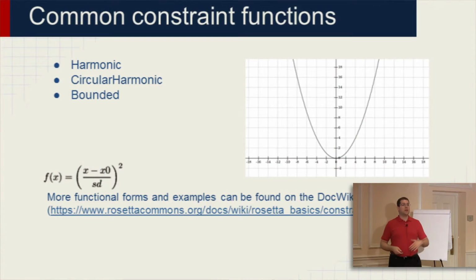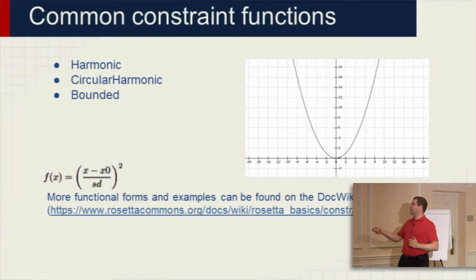So those are the constraint types. Now there's also different constraint functions. And as I said, this is how you convert your metric that you measure with a constraint type into an energy. For example, one of the more common ones is a harmonic function, which is simply a parabola. And you can set a particular distance, a center point and a width of this function.